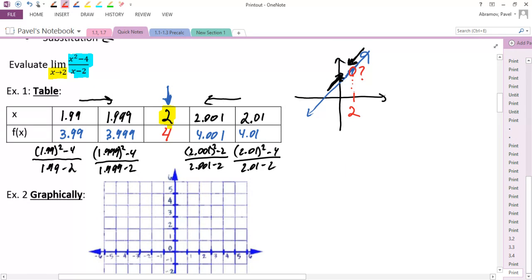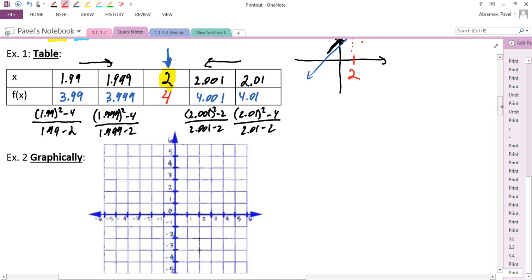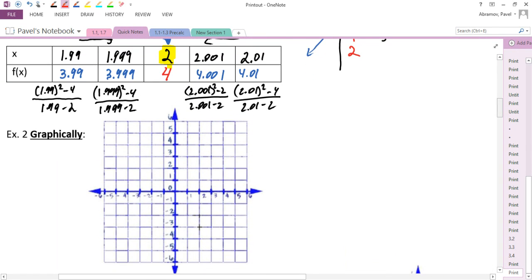Another way we can evaluate this is by graphing our function on the graphing calculators or whatever graphing methods we've learned, and maybe trace it and see what it is equal to. So we are graphing our function f of x equals x squared minus 4 over x minus 2. Now, I'm not going to get into the details of how to graph it. You can just use a graphing calculator for now, but the graph of this function will end up being something like this.